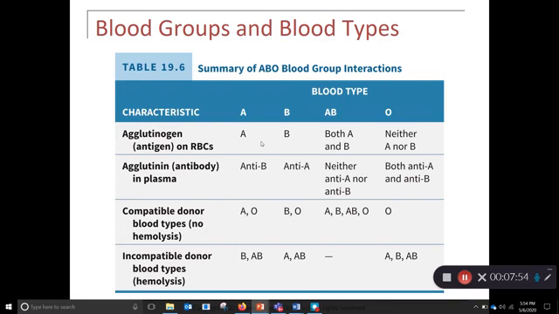So this is a little chart that the book put together, in table 19.6. You can find it. Agglutinogens, antigens. If you're type A blood, you're going to have A. If you have type B blood, you can have B antigens. It's just another chart telling you what you can be.